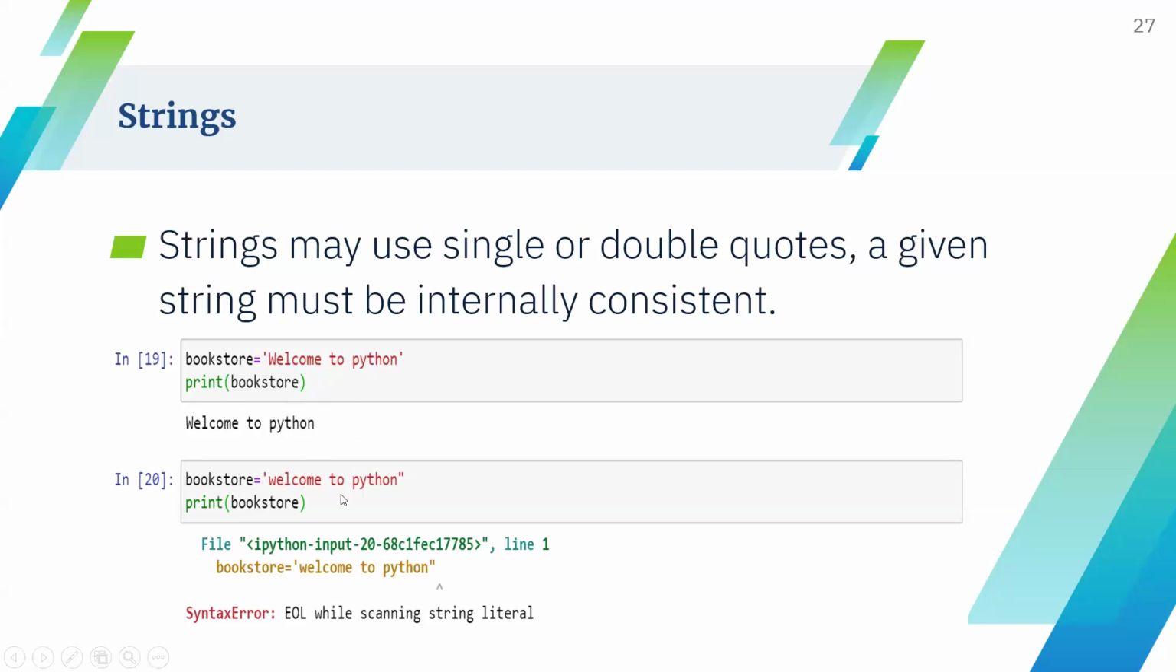Now see here, in the second cell, on one side I started with single quotes, and on the other side I end with double quotes. We should not do like this. That case is going to throw an error. It says end of line while scanning string literal. It means the ends are not the same type of quotes; instead you are using something else, so it is going to throw an error.